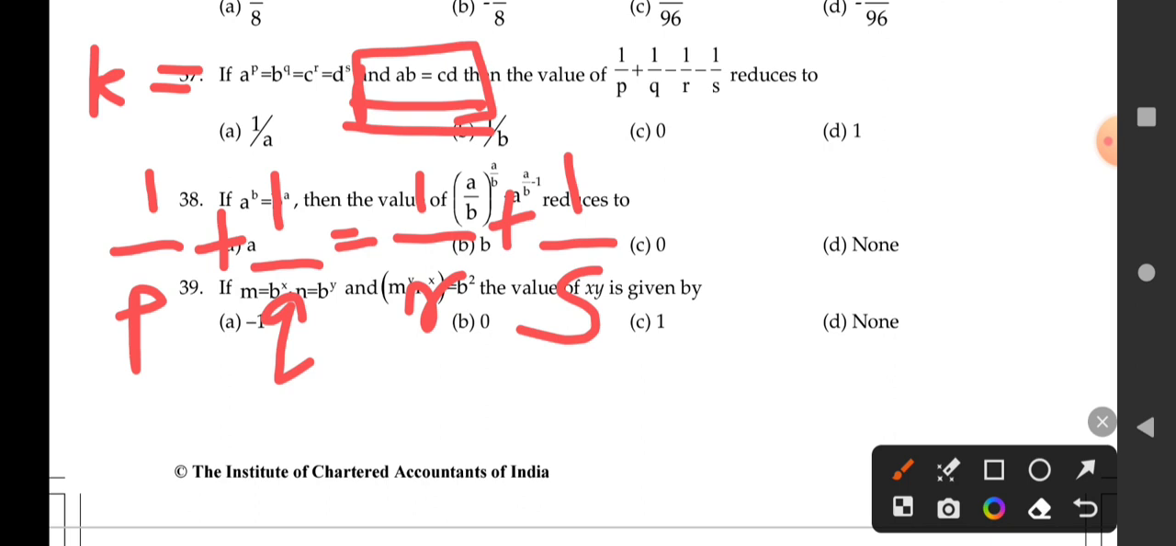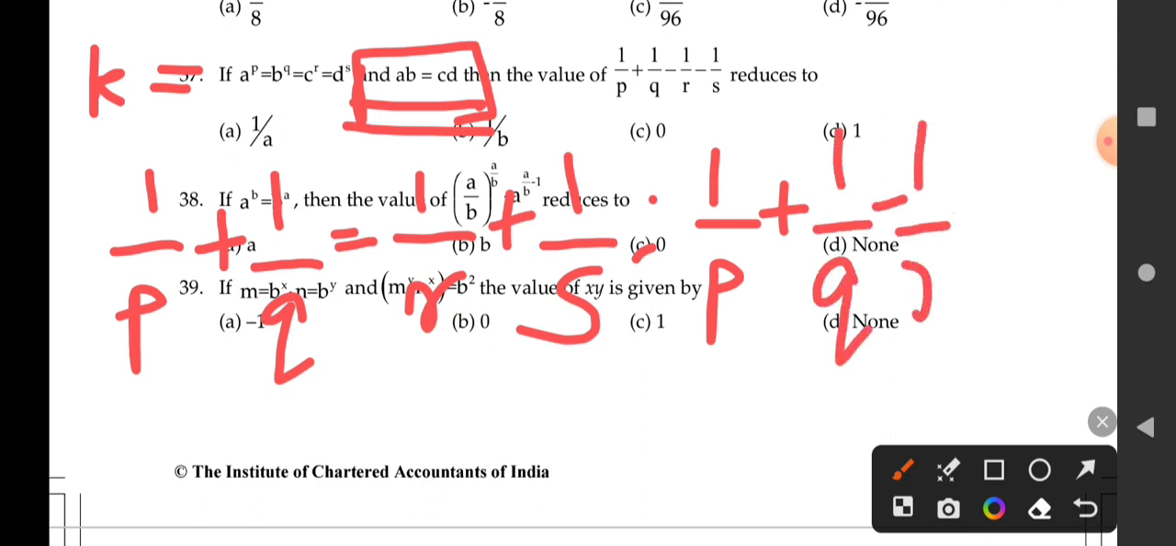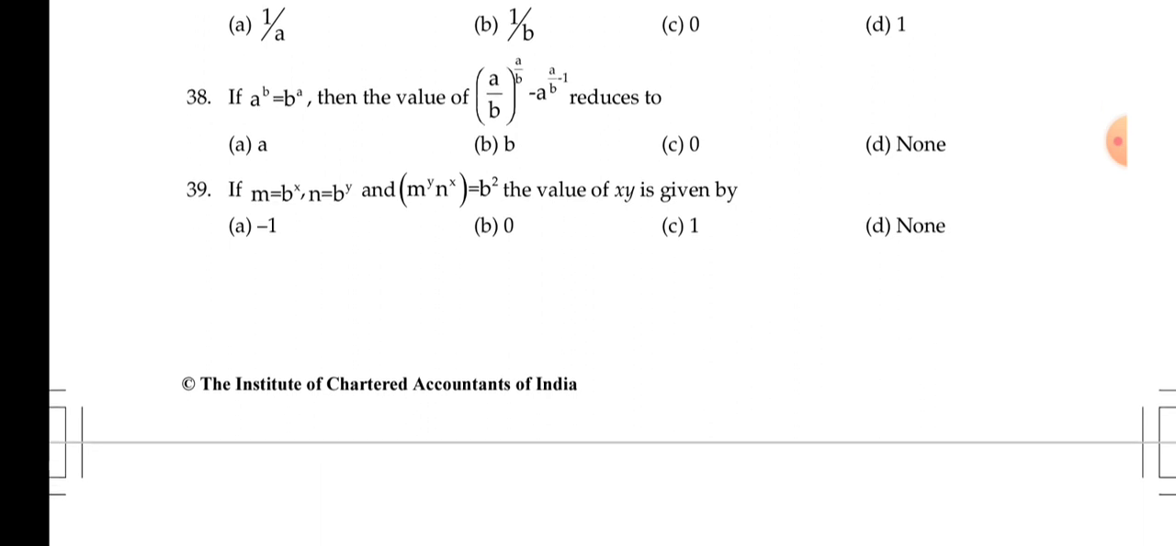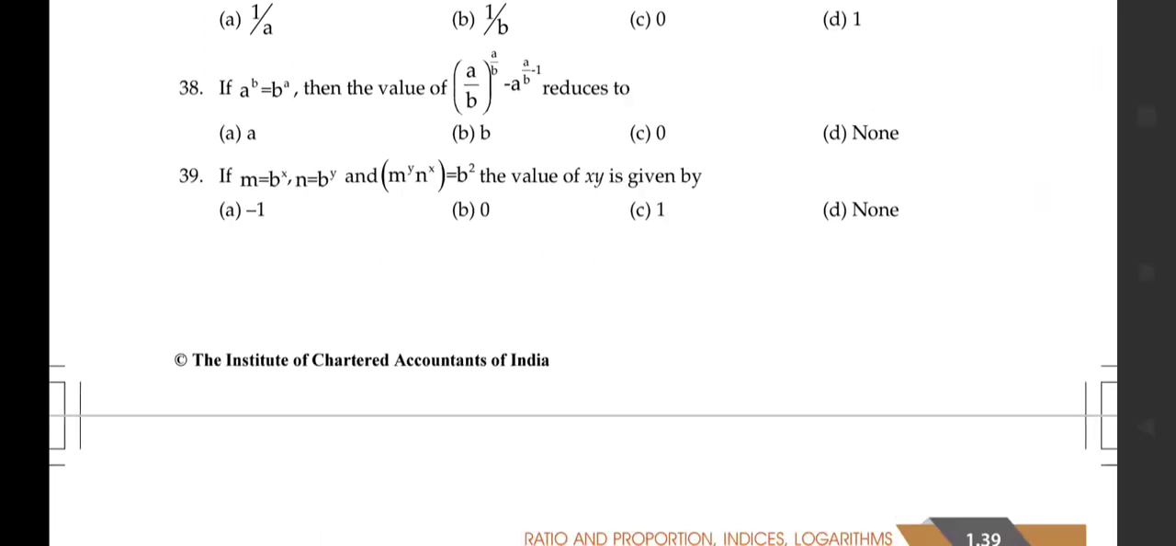So take all the equations to the left hand side. So we have 1 plus 1 by p plus 1 by q minus 1 by r minus 1 by s is equals to 0. Option number C. Okay. Next question. Question number 38.